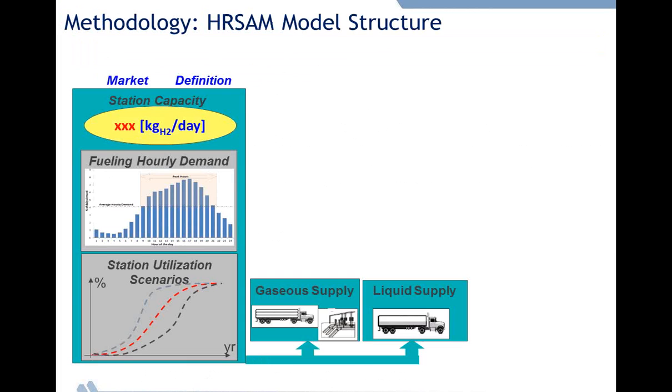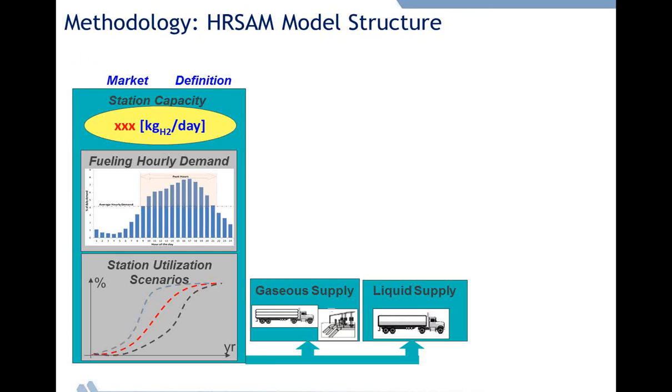So what is the methodology? Typically, we start from the left here. So you start with some market definition. So the user will specify, I am looking at a station that is 100 or 200 kilograms a day. Then they will define certain parameters for performance, how many back-to-back, how many kilograms, and so on. Is it a T40 station? Is it a T20 station?